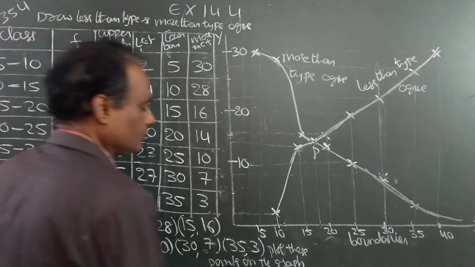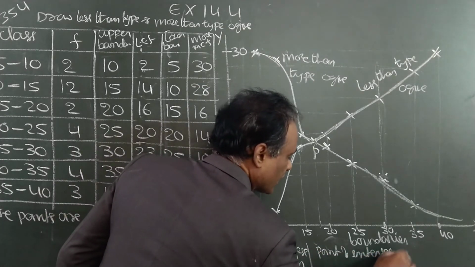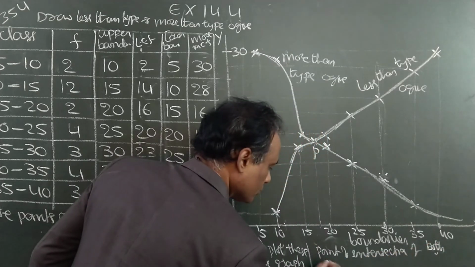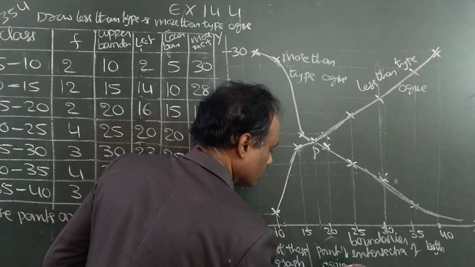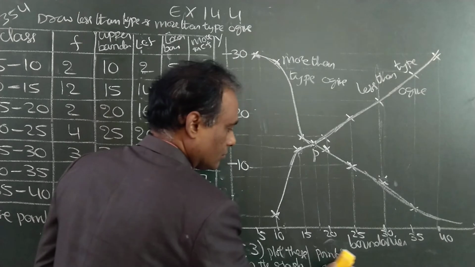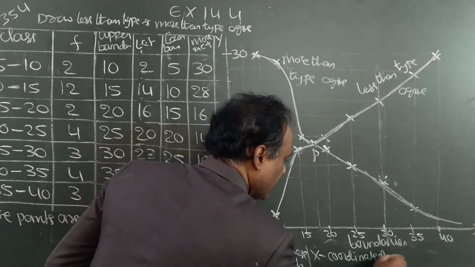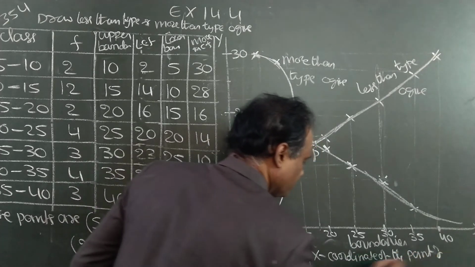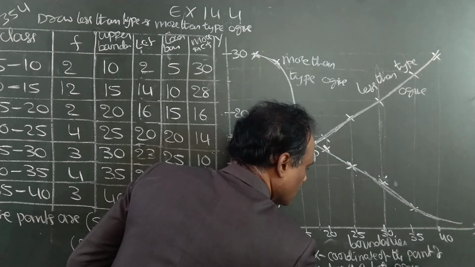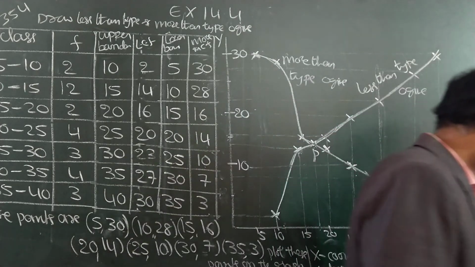To complete this, write: the x coordinate of the point of intersection of both ogives gives the median. Write this important bit last also.